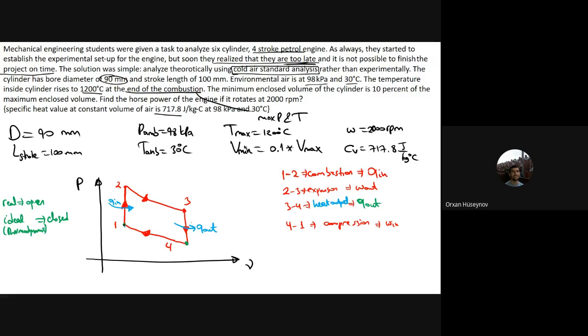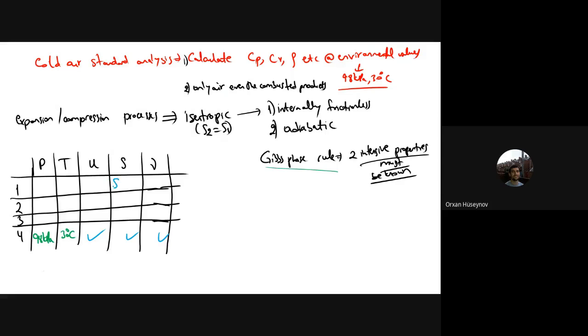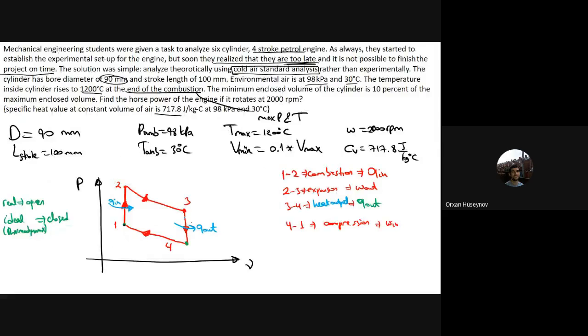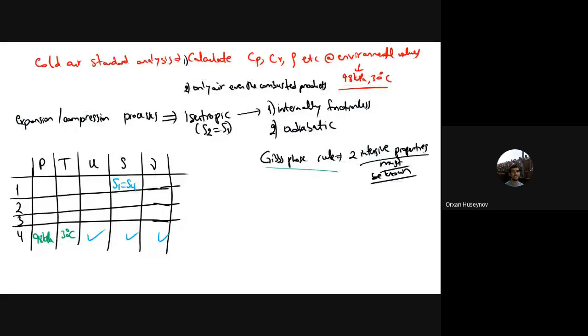Now comes state 1. I go one by one. For state 1, I know the entropy value, which is S1, the same as S4. This is the entropy value. And for state 1, I know something else. No, I don't know anything. So therefore, for 1, it is only the entropy.